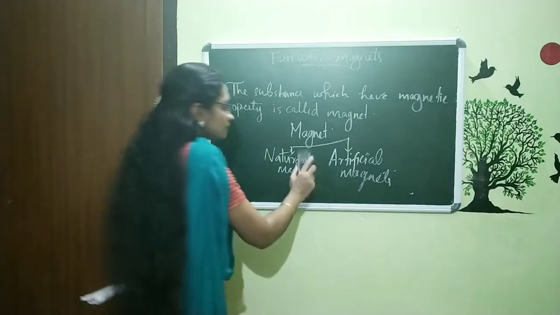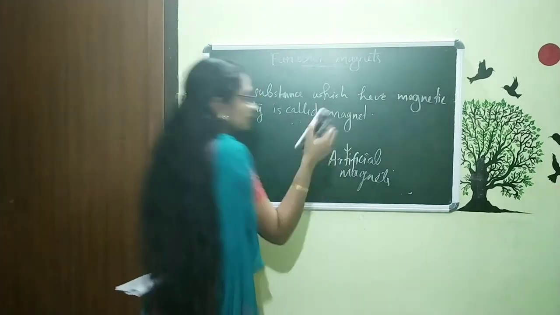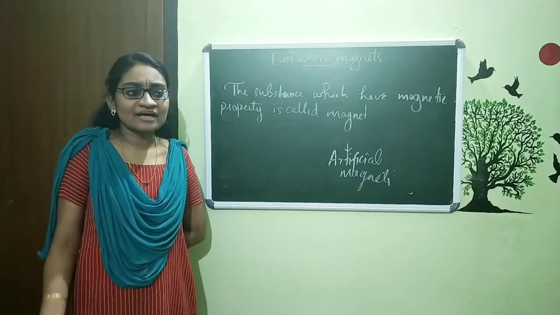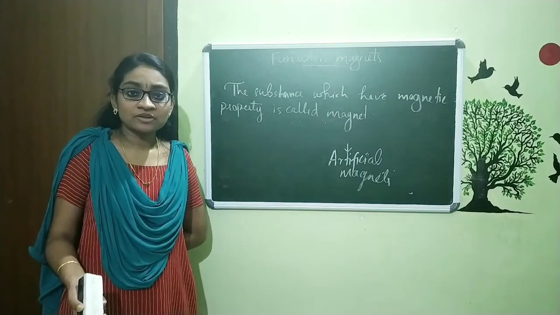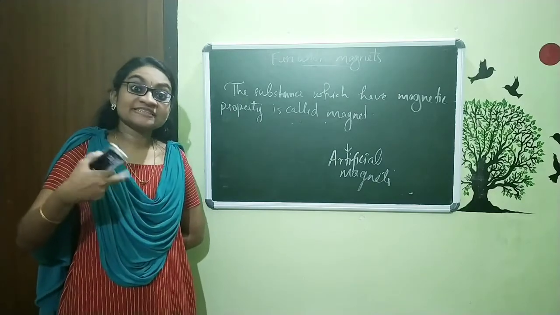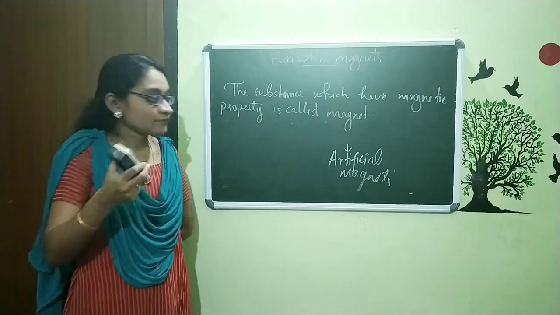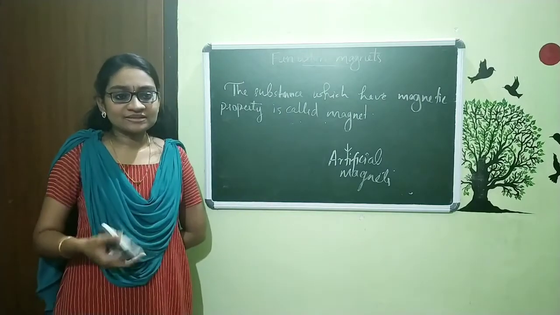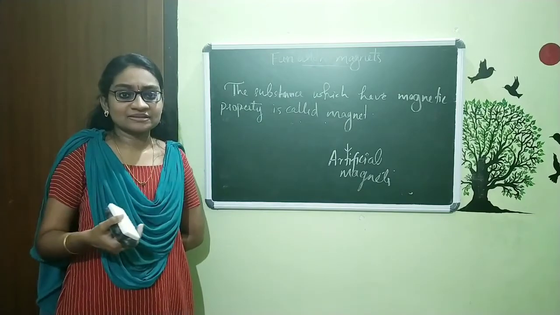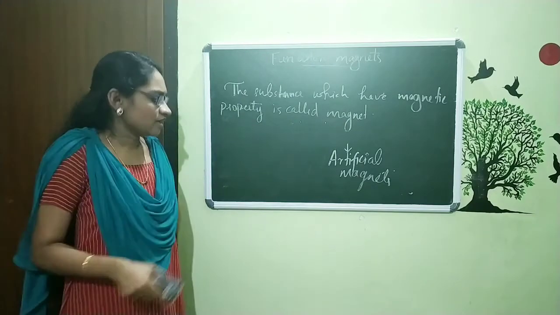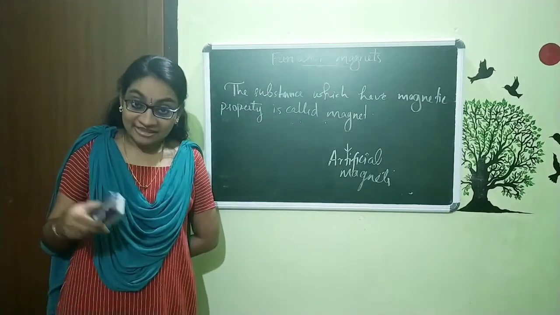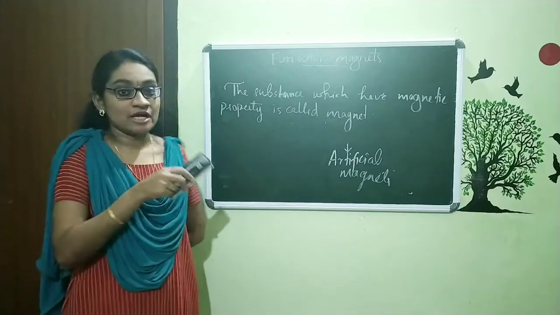Now we are just removing all this and focusing on artificial magnets. Are all the artificial magnets in a similar shape? No. We can see magnets of different shapes. Even within the artificial magnet, there are other types, permanent magnet and temporary magnet, that you can study in your higher classes. Now we are going to study the classification of artificial magnets according to their shape.